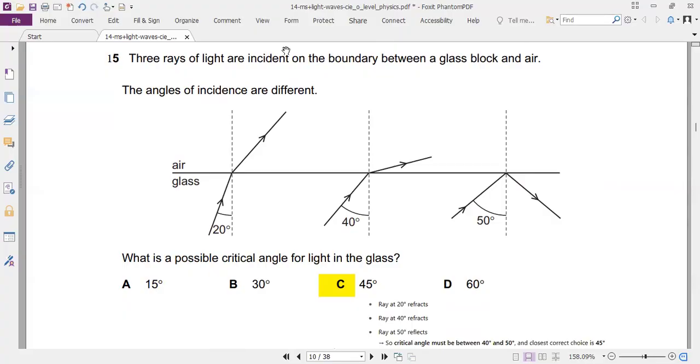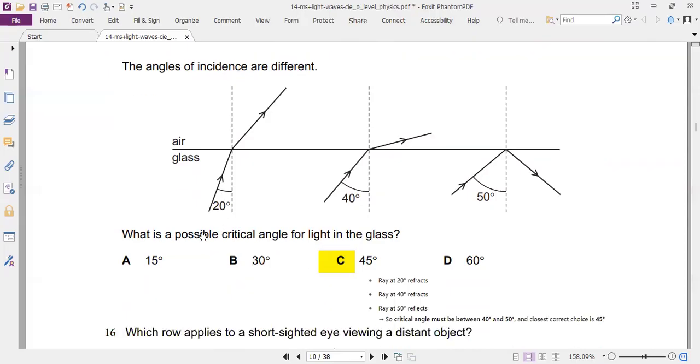Number 15. What is a possible critical angle for light? This is where the critical angle is met, total internal reflection taking place. So the angle will be 45.